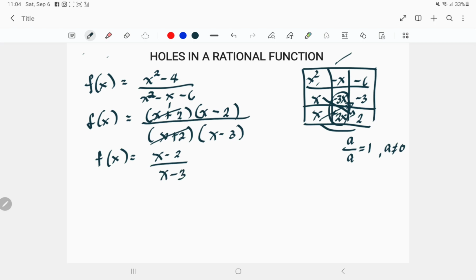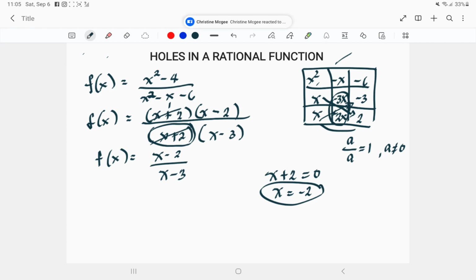So we take note, second, after we have canceled the common factors, we have to find the x-coordinate of the hole. What is the x-coordinate of the hole? We take a look at the canceled factor, which is x plus 2. You equate that to 0 and solve for x. So x is equal to negative 2. X equal to negative 2 is the x value where the denominator becomes 0. Thus, it is not part of the domain. Therefore, the x-coordinate of the hole is negative 2.